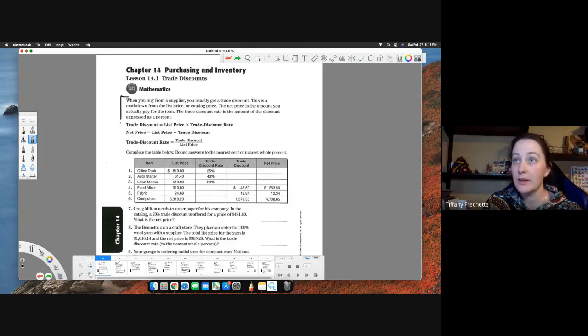All right, so let's go ahead and read the summary. When you buy from a supplier, you usually get a trade discount. This is a markdown from the list price or catalog price. The net price is the amount you actually pay for the item. The trade discount rate is the amount of the discount expressed as a percentage. So trade discount equals the list price times the trade discount rate. Net price equals the list price minus the trade discount. And the trade discount rate is the trade discount divided by the list price. So we have a few different formulas here.